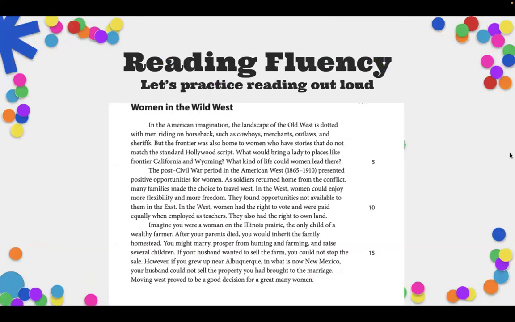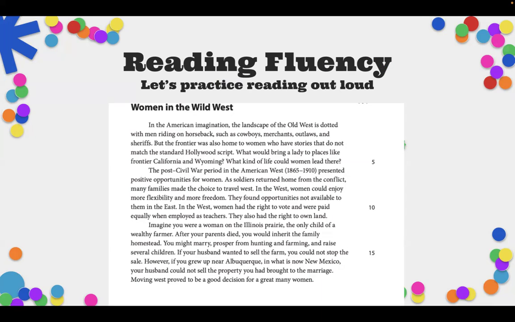And lastly, we focused on some reading fluency. So we practiced reading out loud with inflection. So if I read something like this: in the American imagination, the landscape of the Old West is dotted with men riding on horseback, such as cowboys, merchants, outlaws, and sheriffs. That's really boring, and there's no differentiation of our tone. So we practice using our voices to convey a more interesting way of reading out loud that's engaging.